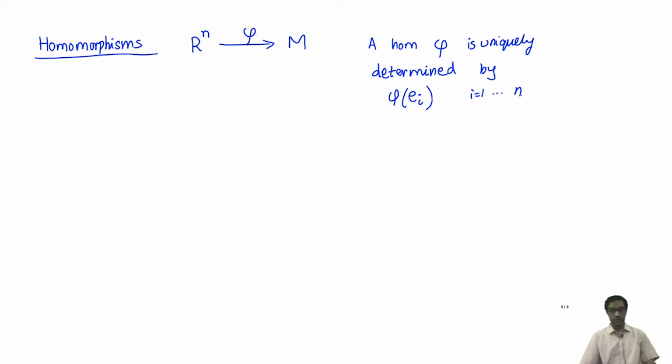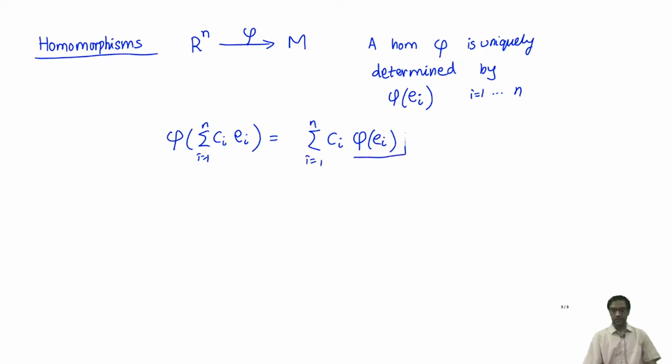And why is that? Because once you know it on the basis, on any other element you will just use the fact that that element can be written as summation ci ei, and therefore the property of homomorphism says I can pull all the ci's out and write it as a linear combination. This is just by the definition of a homomorphism, and since I have stipulated these values, which are some elements of M, summation ci times those elements is some well defined element of M. So this is how you would define the homomorphism. This is also well defined.